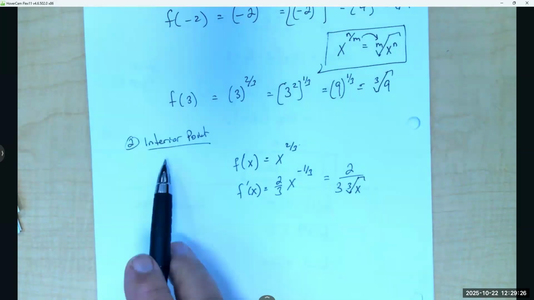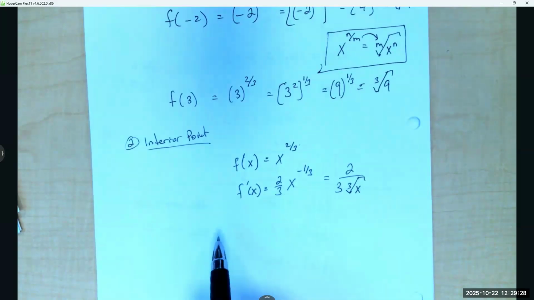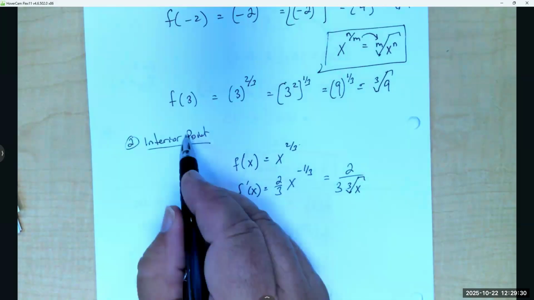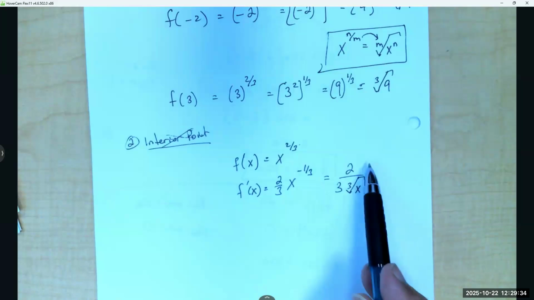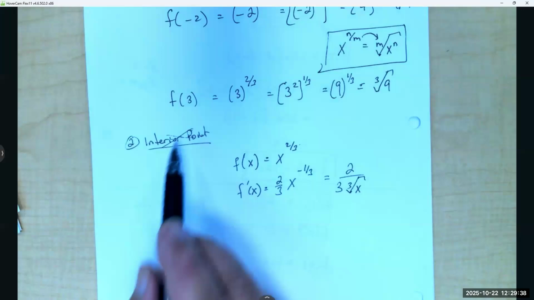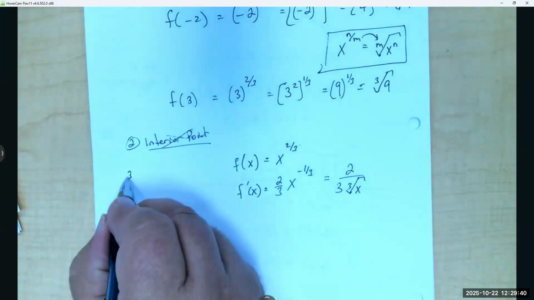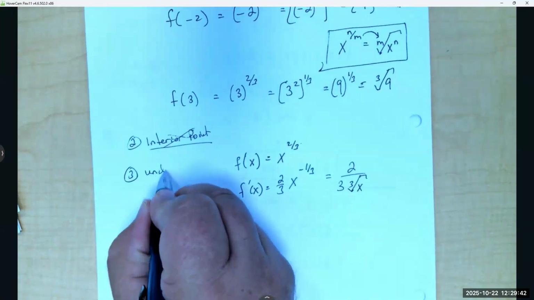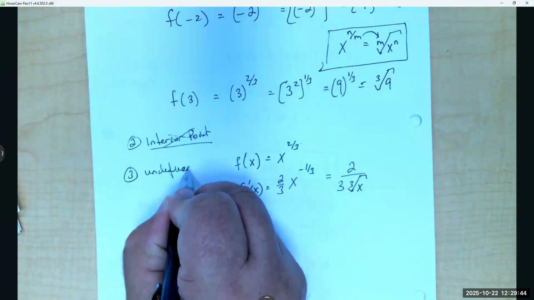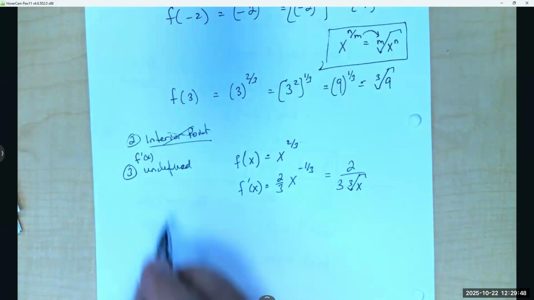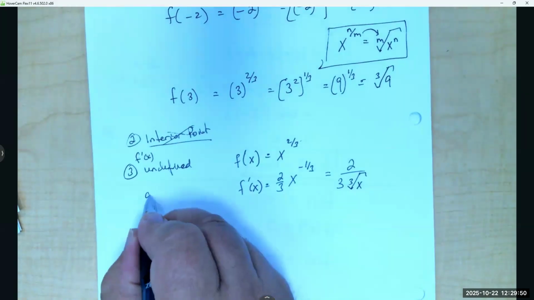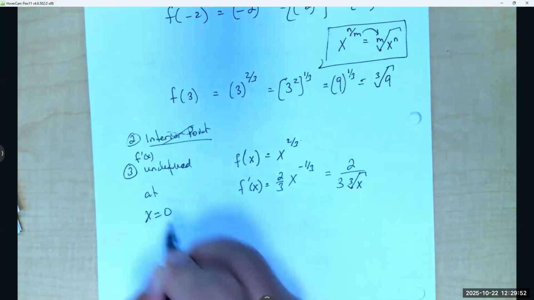So is there an interior point where it equals 0? No. The only way a fraction can equal 0 is if the top is equal to 0. Since there's no x on the top, it can't. There's no interior point where it equals 0. So we look at where f prime is undefined. F prime is undefined at x equals 0.